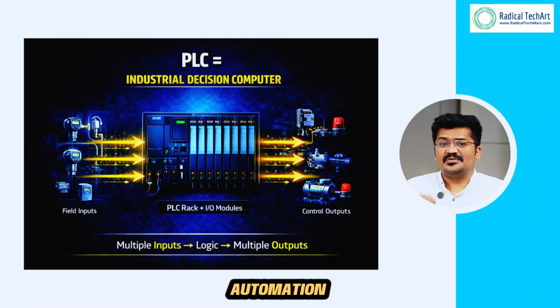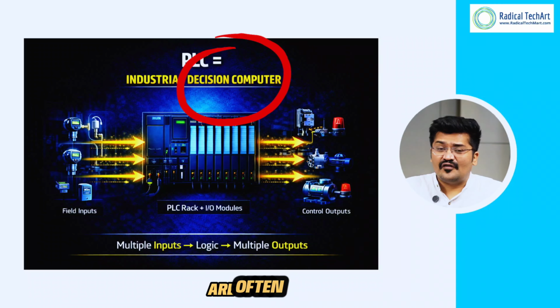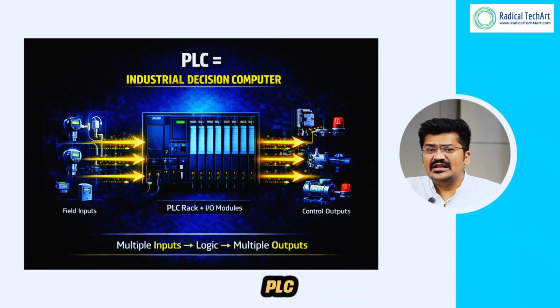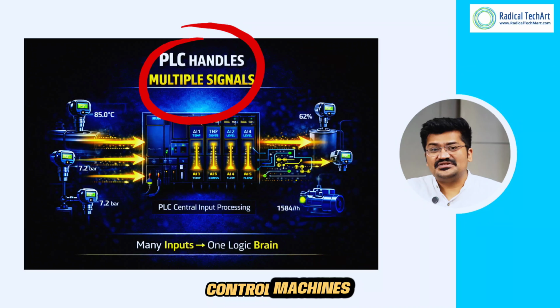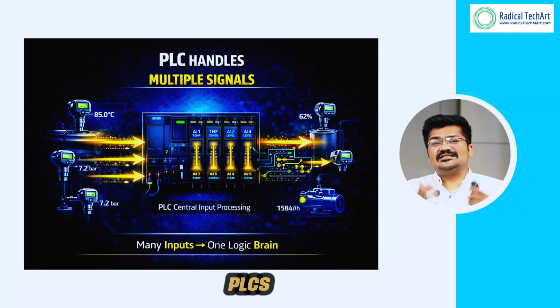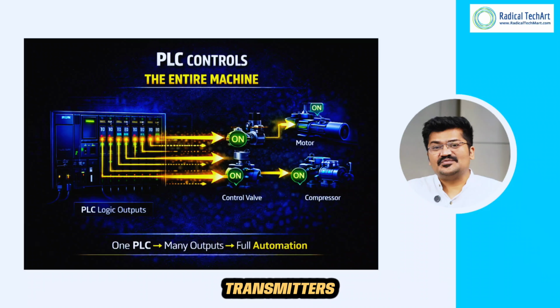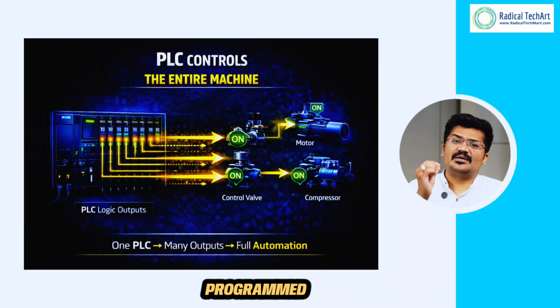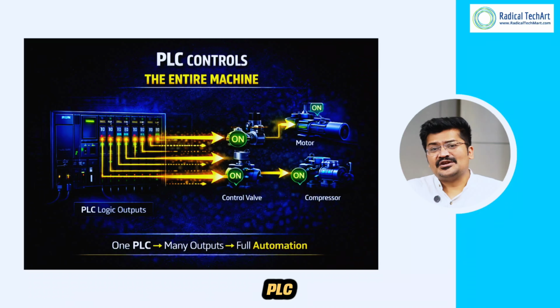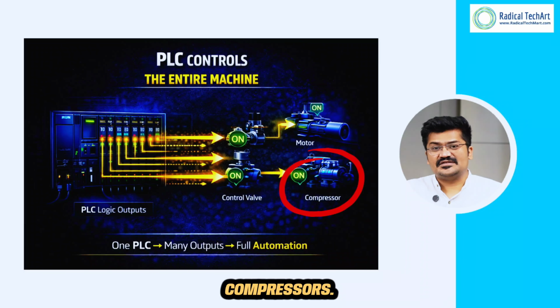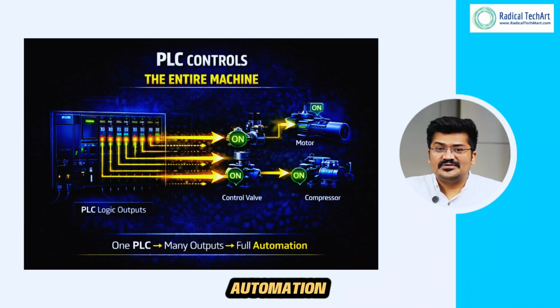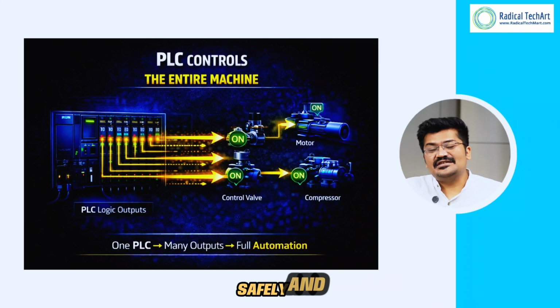Now step 4 is PLC. In larger automation system, control decisions are often handled by PLC. PLC stands for Programmable Logic Controller. A PLC is an industrial computer designed to control machines and processes. PLCs receive signal from many transmitters and sensors. Based on program logic, the PLC controls equipment such as motors, valves, pumps, and compressors. PLC allows complex automation system to operate safely and efficiently.